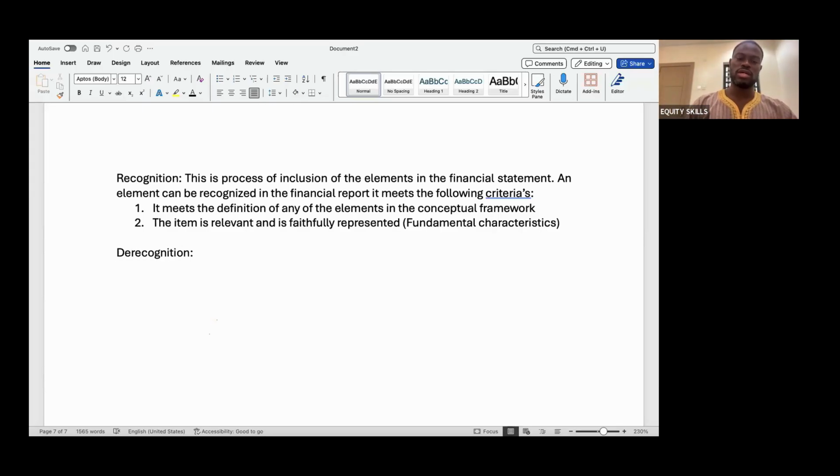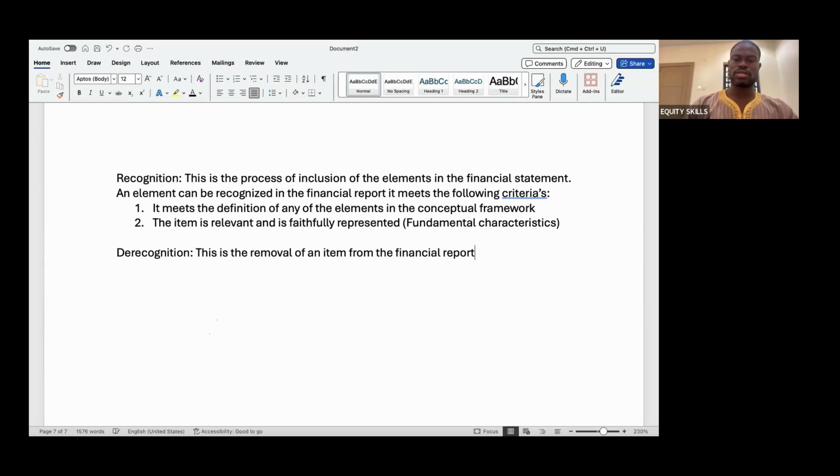Second is derecognition. And when we say derecognition in reporting, we are talking about the removal of an item from the financial report. Okay? An item can be derecognized, or should be derecognized, either way, if it meets the following criteria.